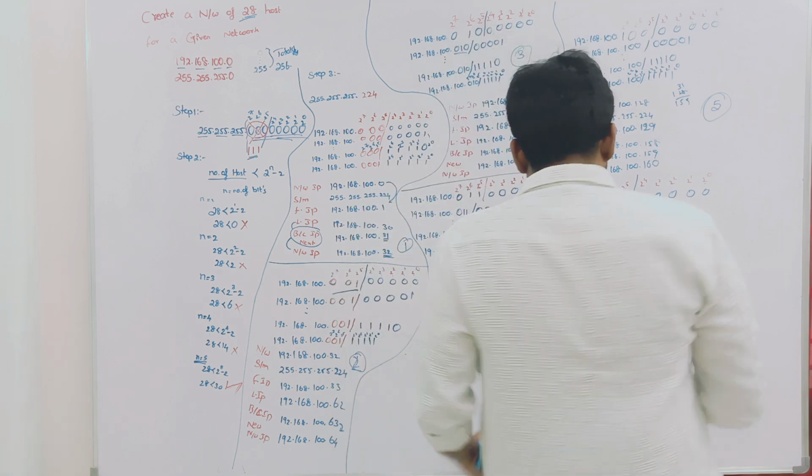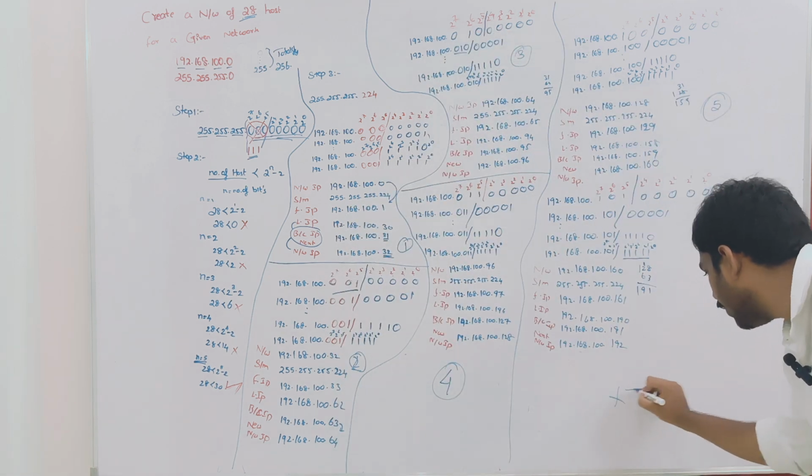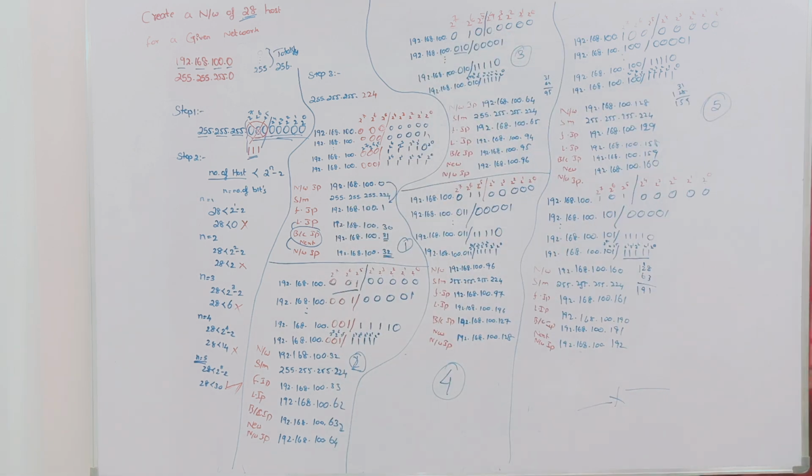Okay, I will leave it from here itself. I want you to find the rest of the things. You have two network IDs remaining, which are 101, next is 110, and 111. I want you to find the network IP, subnet mask, first IP, last IP, broadcast IP, and the next network IP of both, and leave them in the comment section.